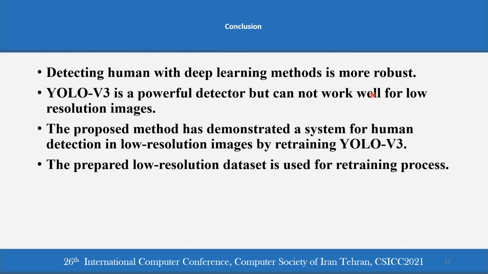Lastly, I'd like to look at our conclusion. The proposed method of this paper has demonstrated a system for human detection in low-resolution images by using a new manually annotated dataset, collected from real-world surveillance image sequences, and a deep learning algorithm, namely YOLO version 3. Since the YOLO version 3 detection model was retrained using the new dataset, the F1 score of human detection in low-resolution images increased to 0.8.